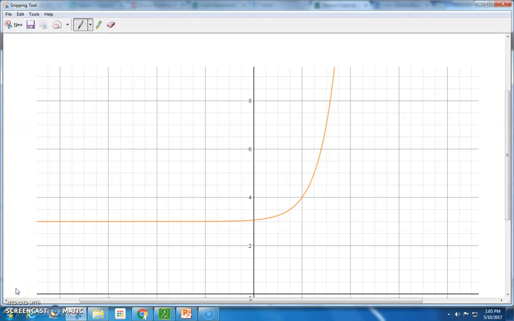Okay, so we're going to try working through a problem where we have to figure out what the equation is for an exponential function that has been graphed. So we're looking at this particular exponential function that has been graphed, and we need to write its equation. So the first thing I want to do is decide how far up or down this thing has been shifted.